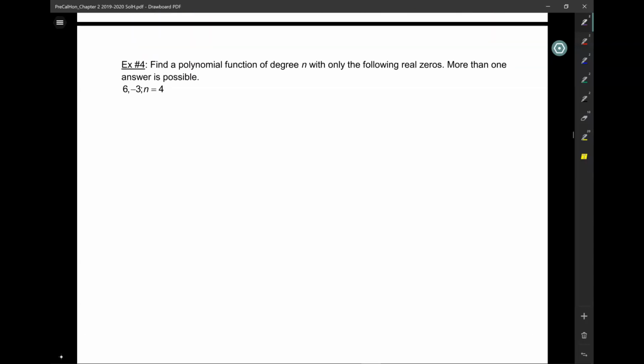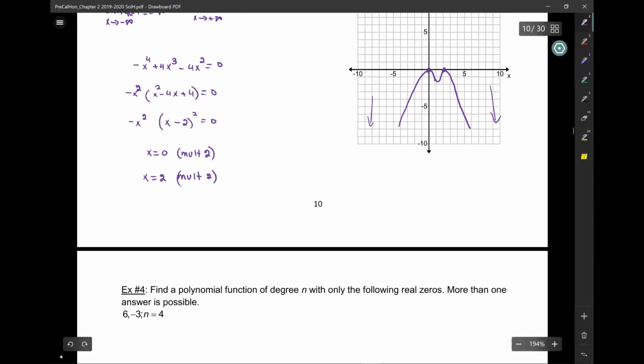Okay, find a polynomial function of degree n with only the following real zeros. More than one answer is possible. So, degree n is 4, okay? Which means it has to be x to the power of 4. That's the leading term, right? And the zeros are 6 and negative 3. So now, here, when we had a 0 of 2, where did that come from? From a term, x minus that number, right? That's what gives us a 0.